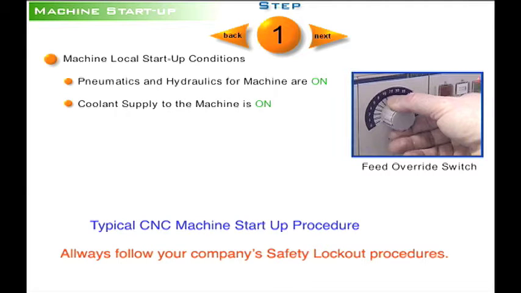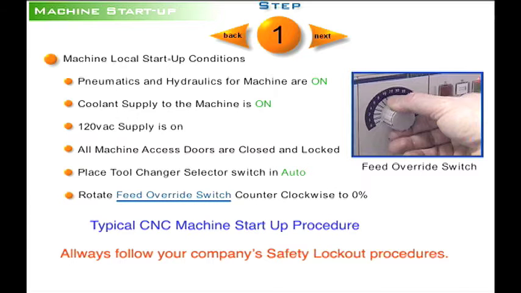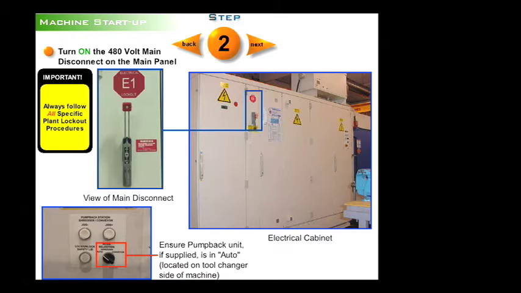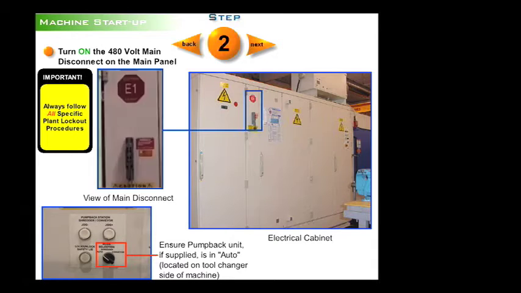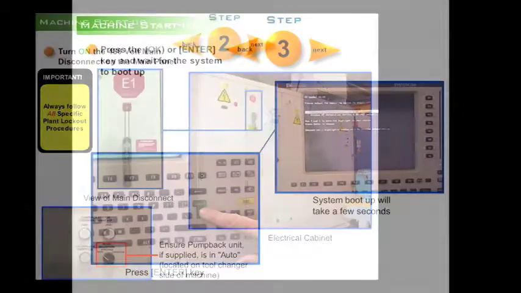Machine startup conditions. Ensure the pneumatics, hydraulics, coolant, and 120 volt supplies are on. All machine access doors are closed and locked. Place the tool changer selector switch in auto and rotate the feed override switch counterclockwise to 0%. Turn on the 480 volt main disconnect on the main electrical panel. Always follow all specific plant safety lockout procedures.